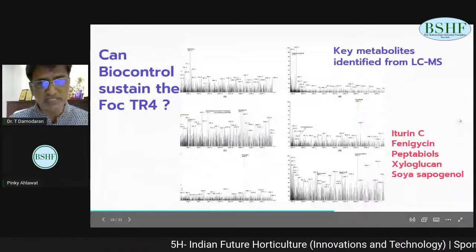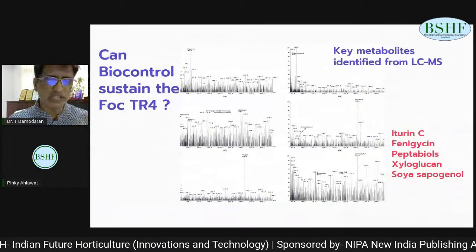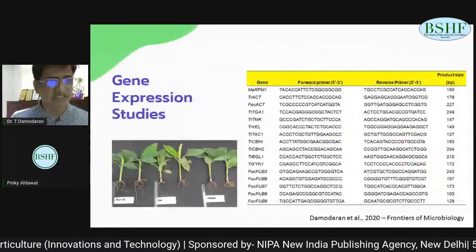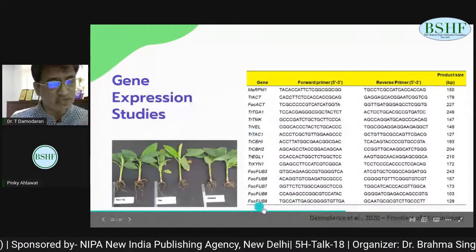So all these were unique in your Trichoderma rhizae, and they were also found to be unique. That means science suggests that we have to go further, we have to exploit something. So what are the genes it triggers? We compared it with the fungal toxin genes also, which are associated with Fusarium.